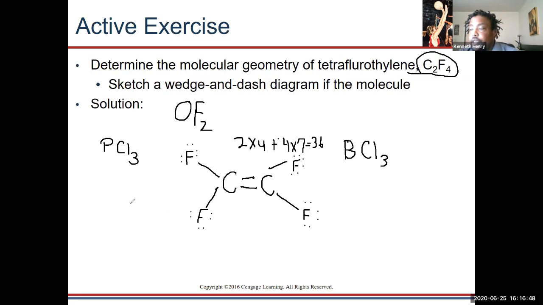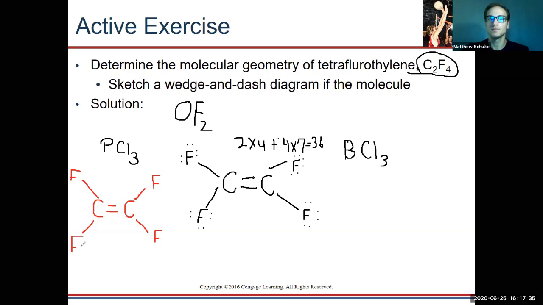So if we were drawing just the geometry, how would we draw this? Well, in this case, you just don't worry about the lone pairs. If we're, I'm sorry, molecular geometry, we won't show our lone pairs. Are we going to have anything coming out towards us, or anything above us or behind us? No, it's all going to be in the same plane.